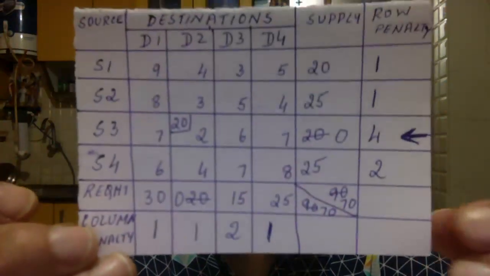The first step, in cell S3 D2, I am allotting 20. Next, I am going to the supply of S3 and striking off 20 and making it 0. Next, I'm going to the requirement of D2 column, striking off 20 and making it 0. Next, I'm going to the grand total and making 90 as 70. So this is how your problem will look like.